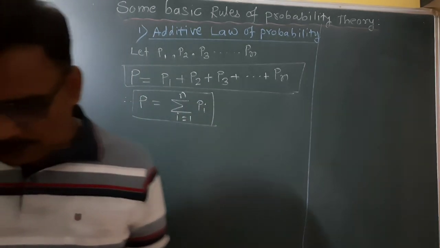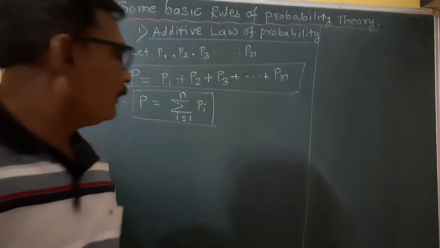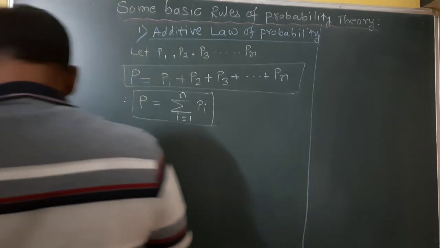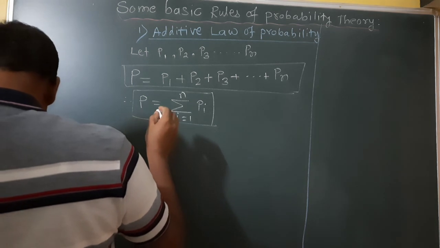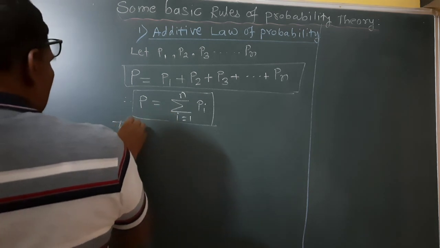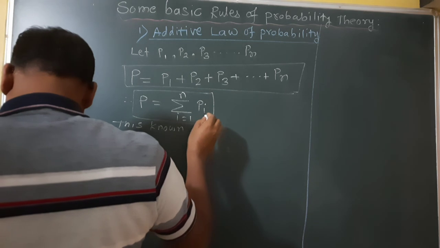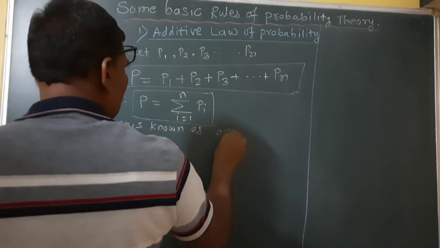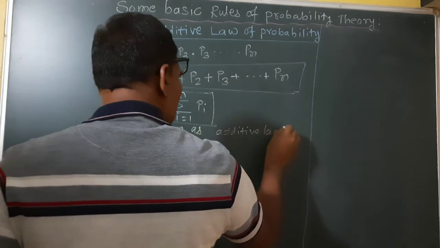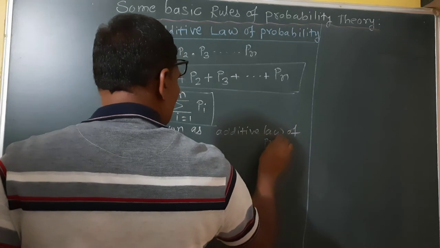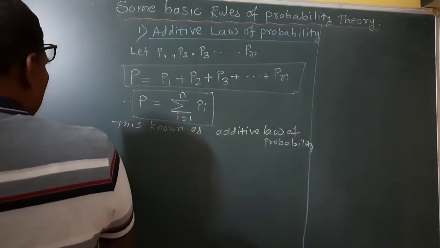After that, we have to consider one more problem on that, the first problem. This is known as the additive law of probability. Now consider the example.